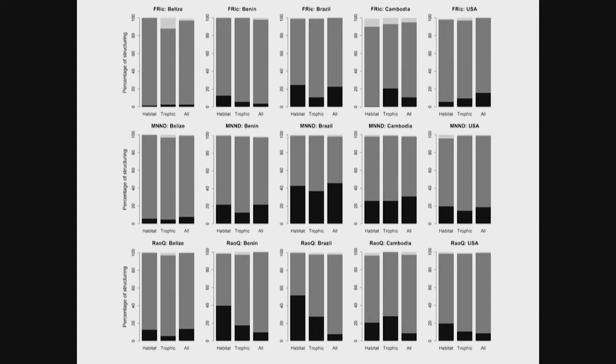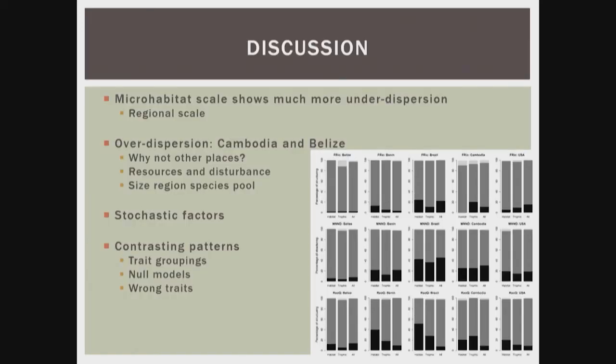And so what you can see as a general pattern is that you have more under dispersion than you do over dispersion. But there's a lot of just pure randomness in these assemblages. We do get quite a bit of over dispersion in Belize with the trophic, so that suggests that they're trophically separating in these assemblages, and then Cambodia. And I'll talk in just a second about why it may only be those 2 countries. So we saw a lot more under dispersion than over dispersion, and this is looking at just the microhabitats, but this is also true at the reach scale.